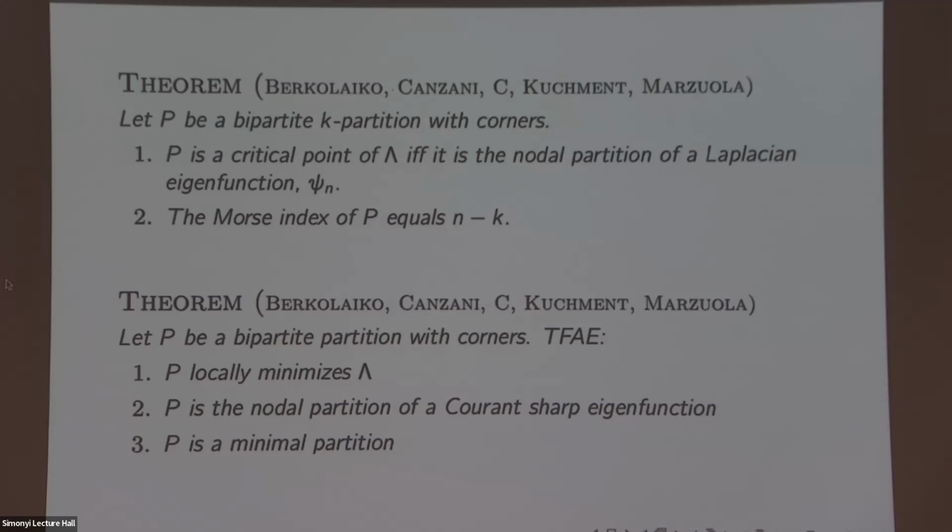And so putting this all together, we get this really nice theorem telling us that a local minimum of this energy functional is exactly the nodal partition of a Courant-sharp eigenfunction, which is exactly a minimal partition in the global sense. So every local minimum is in fact a global minimum, which again is maybe surprising because this is a non-convex energy functional. It has lots of critical points, saddle points all over the place, but somehow every local minimum is going to be global as well.